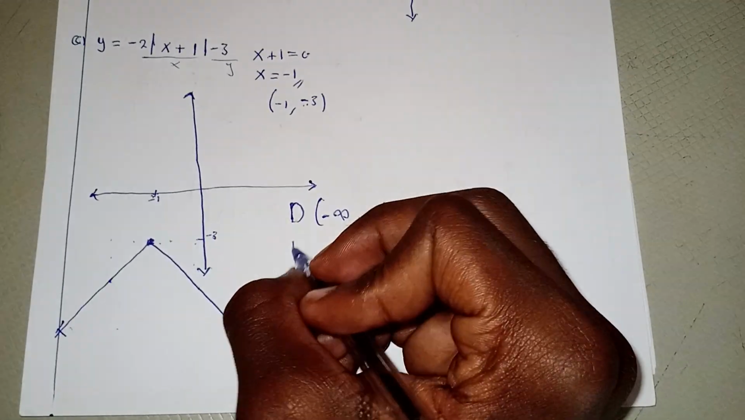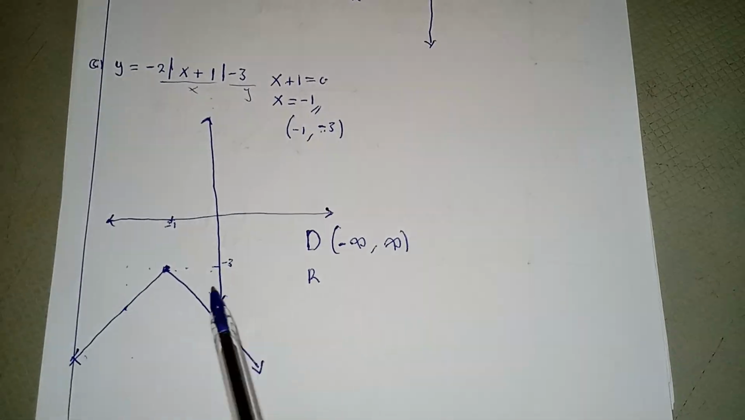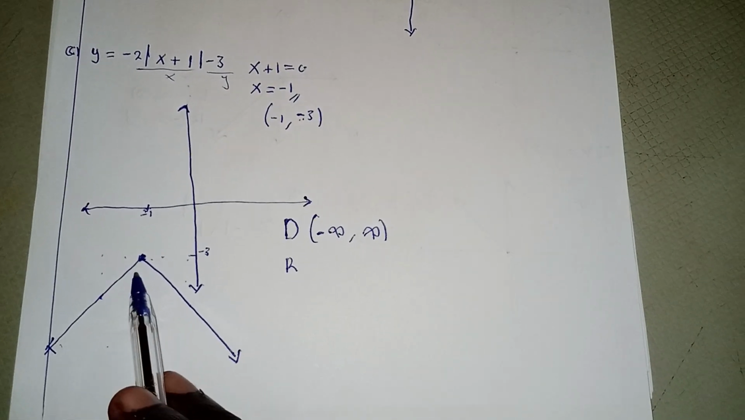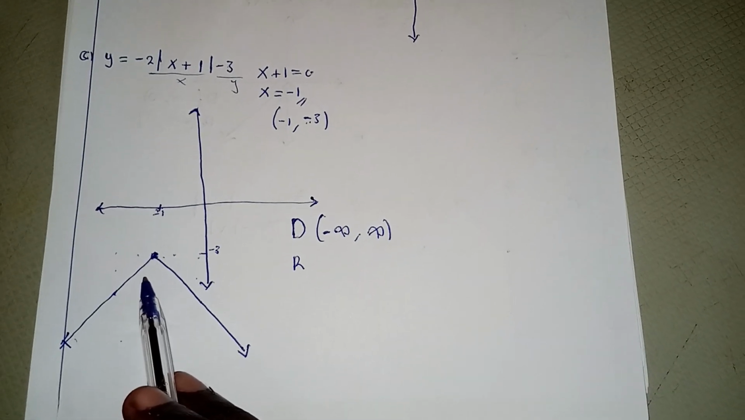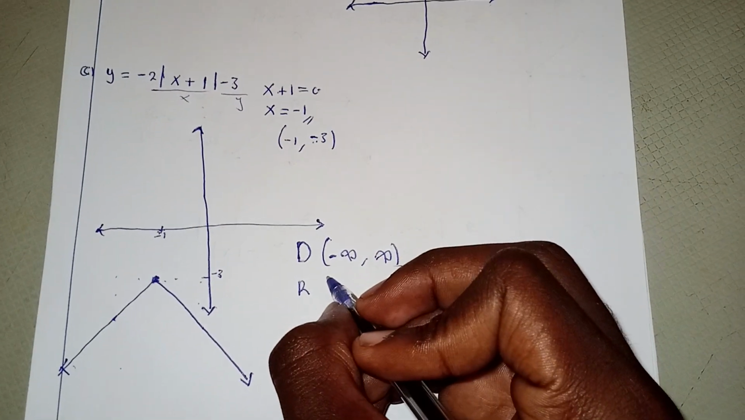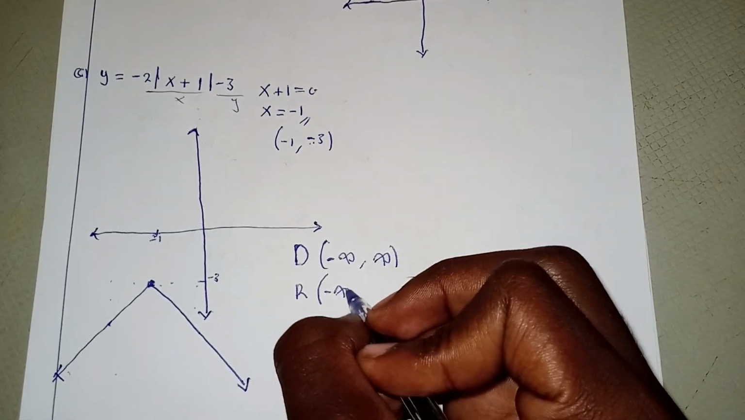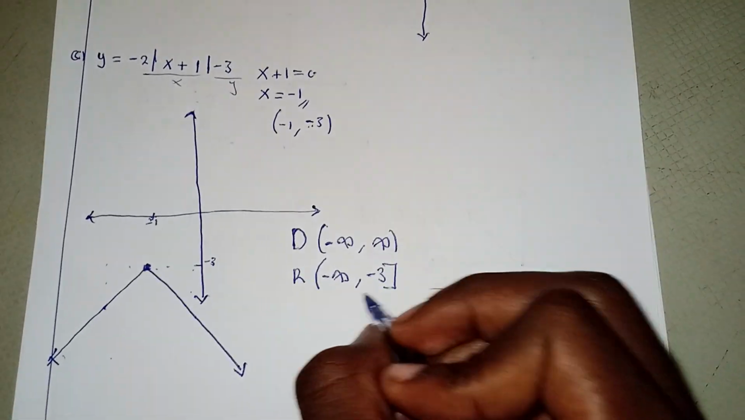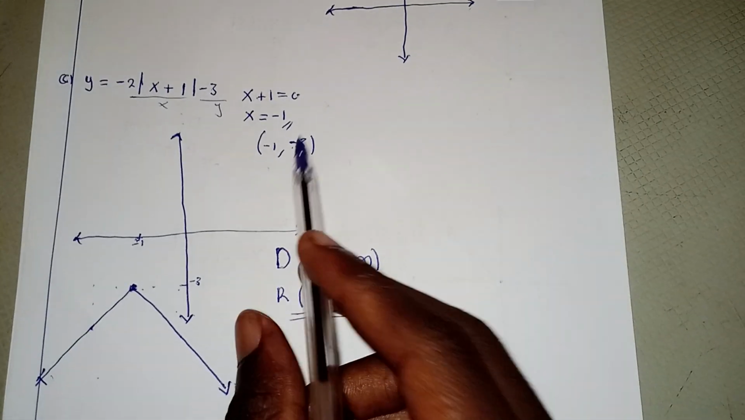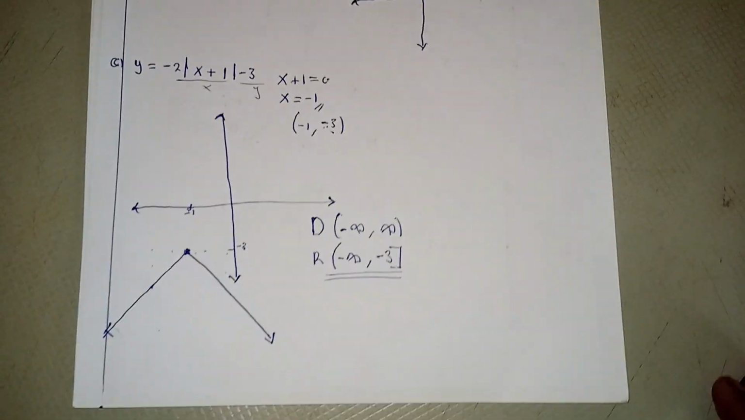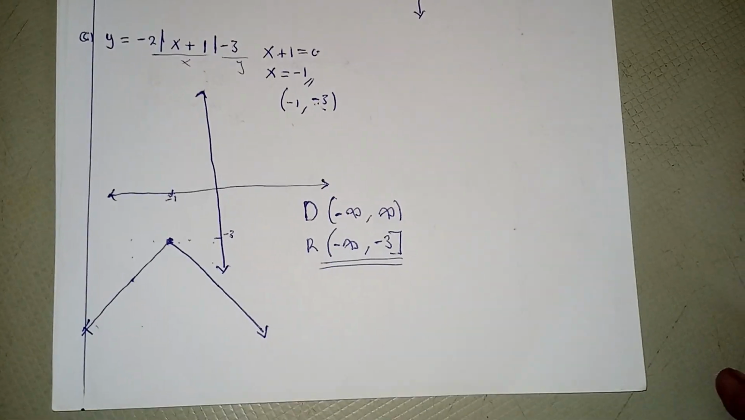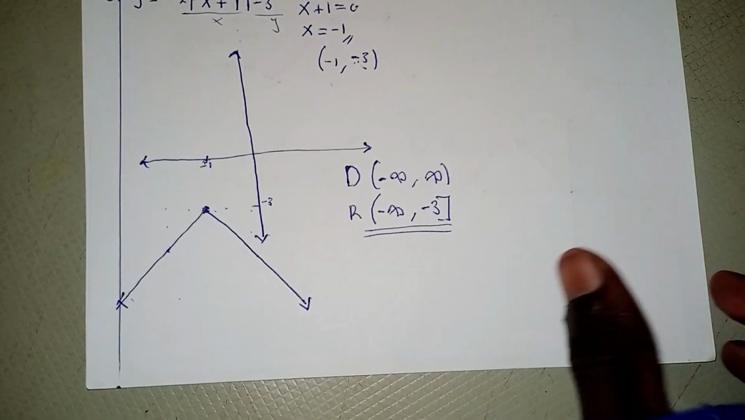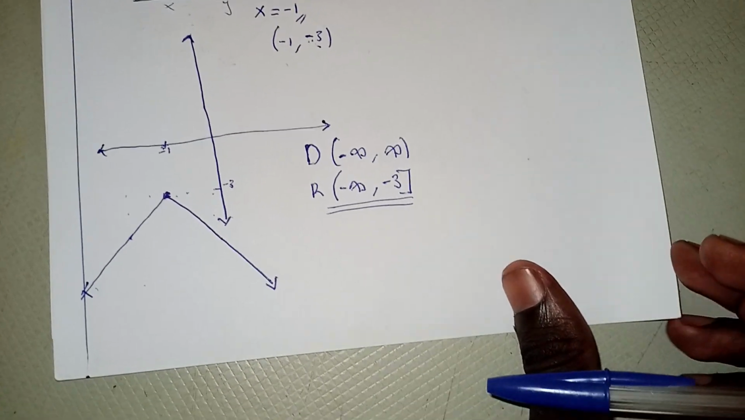As for the range, since we have a negative 3, and it's coming from negative infinity, then automatically we know that the range is going to come from negative infinity up to negative 3 included. All right, so that's just about how to graph these functions. This is how you graph the functions.